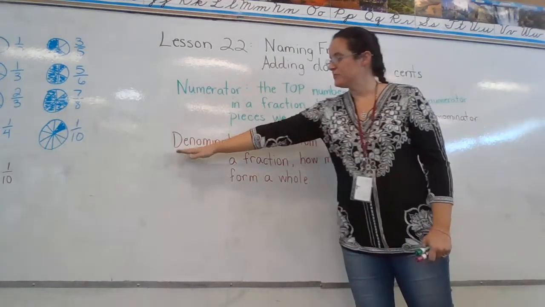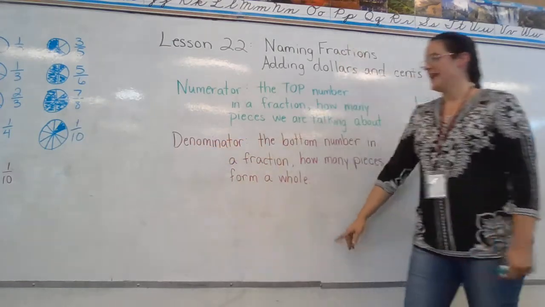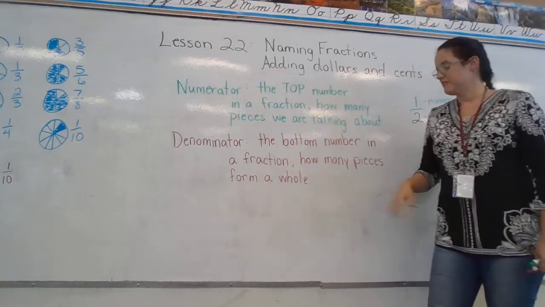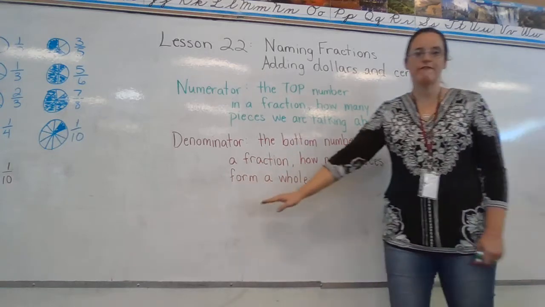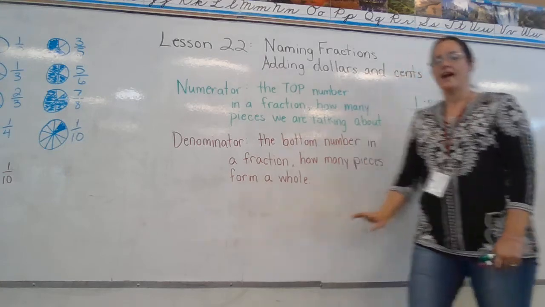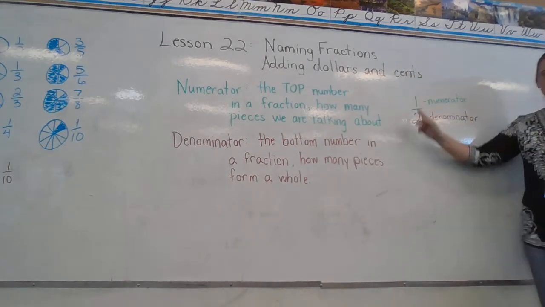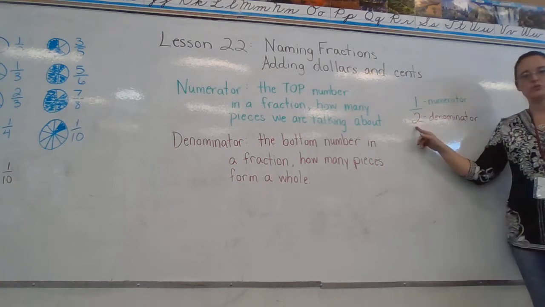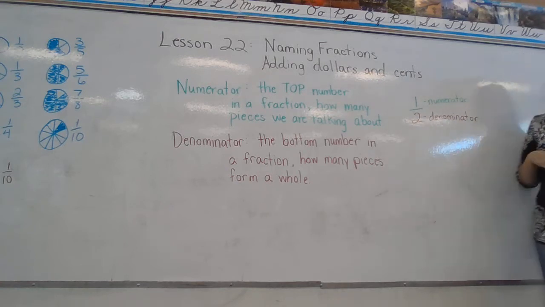Okay? Our next word is denominator, and the denominator is the bottom number in a fraction, which refers to how many pieces form a whole. I have an example here. We have 1/2 with 1 being the numerator and 2 being the denominator. I'm going to step out of the way here, pause your video right now, get these definitions written down in your math dictionary, and when you're ready to move on, hit play and we'll talk about our first example.